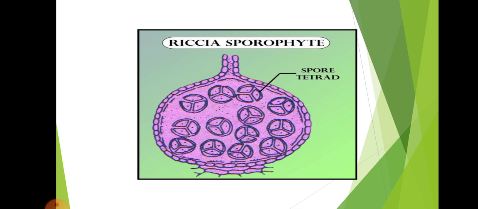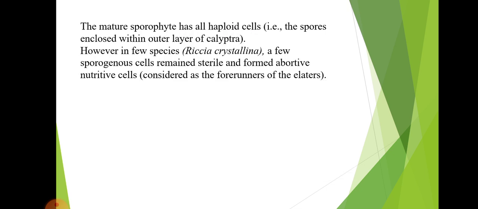This is the diagram of the Riccia sporophyte. If you see in this diagram, the spore tetrad is also there, and the mature sporophyte has all haploid cells. However, in a few species, a few sporogenous cells remain sterile and form abortive nutritive cells.